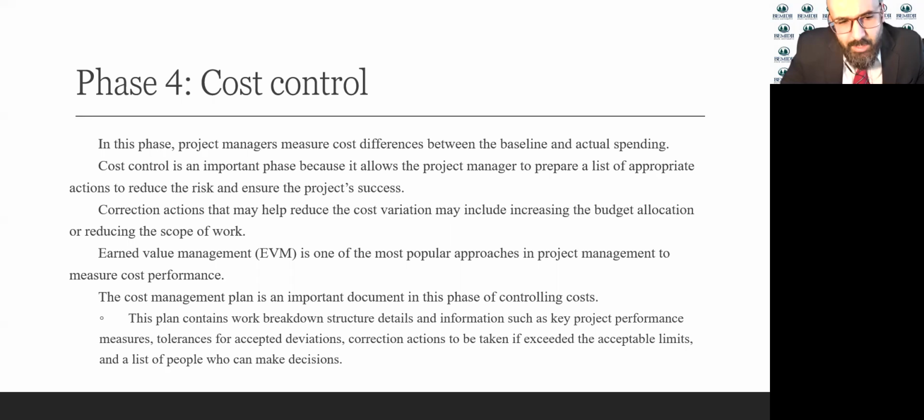The cost management plan is another document that we use in the controlling phase. This document contains work breakdown structure details and information such as the key project measures, tolerances, corrective actions to be taken if the acceptable limits are exceeded, and a list of people who can make decisions. So the cost management plan is the document that will help you to better manage your project, and this will help you to control your project.